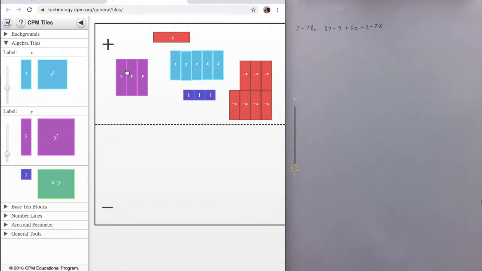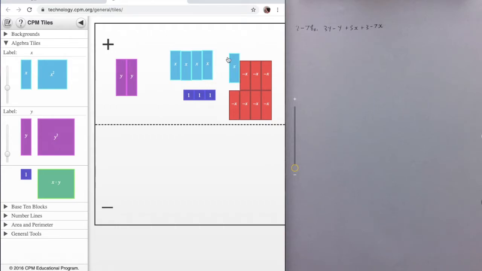So let's make sure it's correct. We have 3 y's, 1 negative y, 5 x's, 3 positive ones, and 7 negative x's. So with the algebra tiles, it's pretty easy to be able to join up these. You just find ones that match. So we got a y and a negative y. You can simplify it by taking out those zeros.